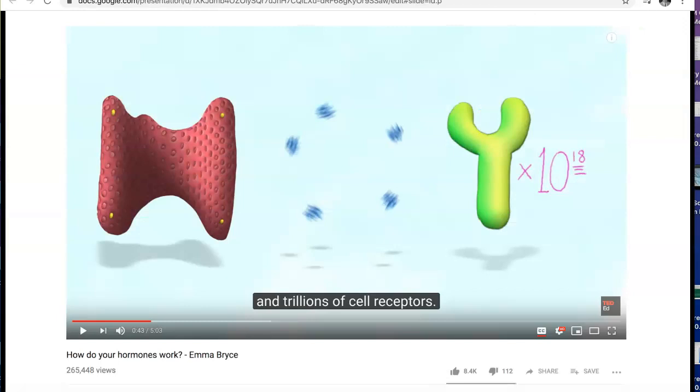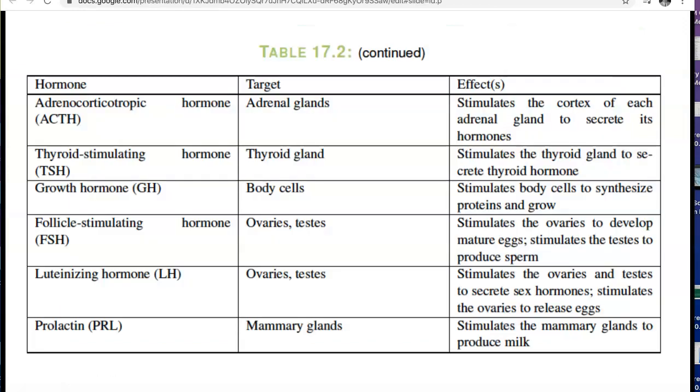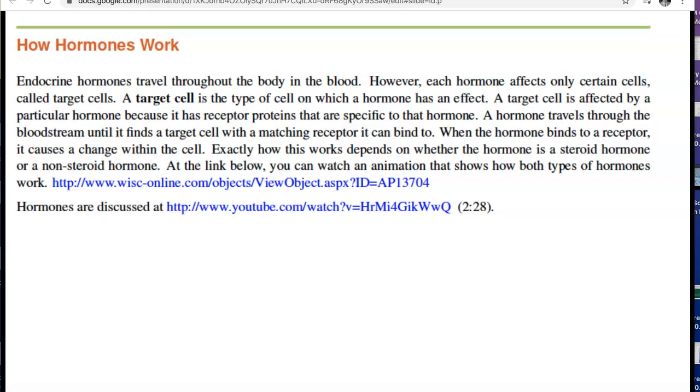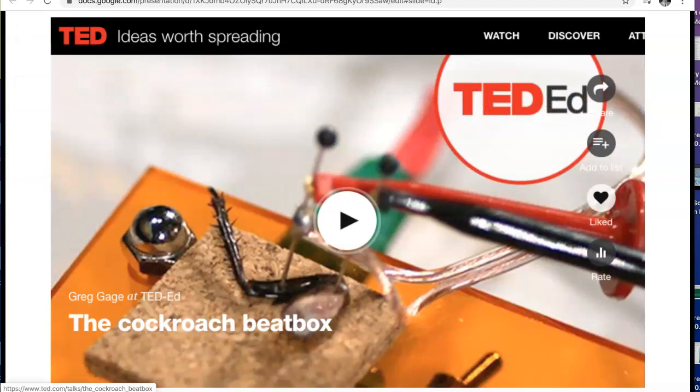I'm going to go back to this. Here's a list of the hormone itself, which gland is putting that out, and what it does. Go over that. This will talk about a little bit how hormones work.